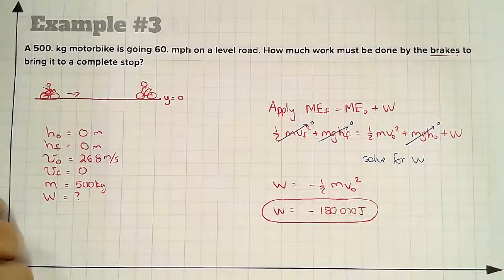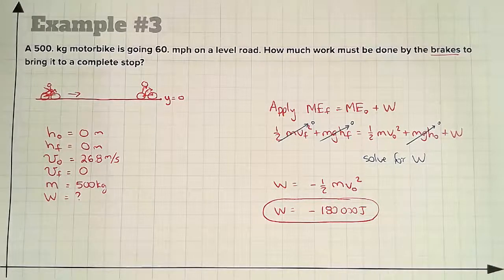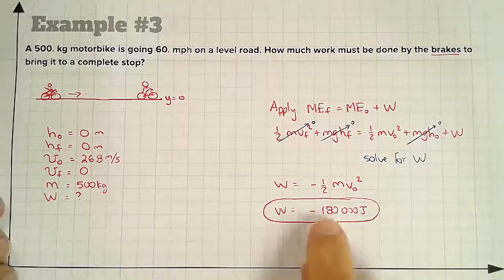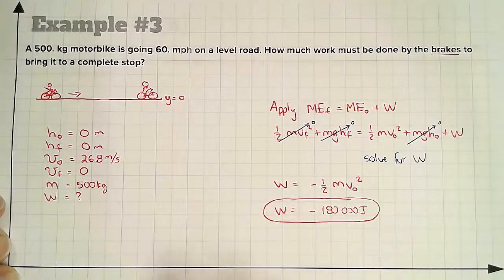Remember, W is negative if we remove energy. It's positive if we add energy. And so we removed 180,000 joules of energy from this motorbike. Okay, so that was the work that was done.